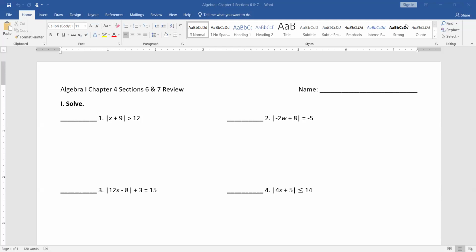There's just a couple of things we need to know about the inequalities that are a little bit different. So I'm going to do these a little bit out of order. I just want to make sure I keep it focused on what we do with equations and what we do with inequalities. Okay, so number 2 and number 3 are both equations.